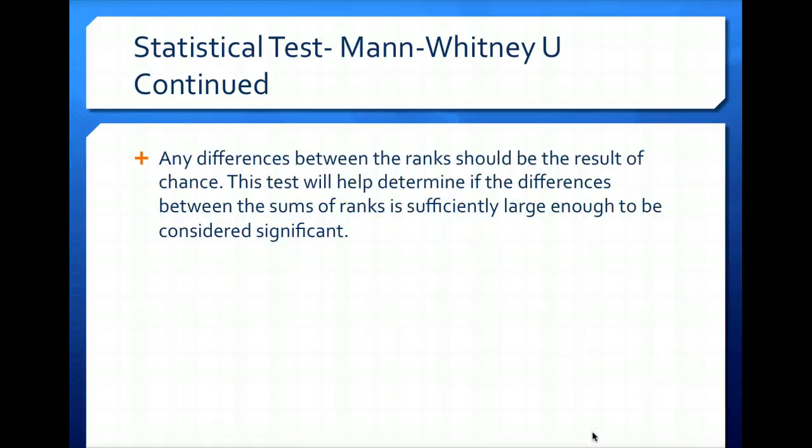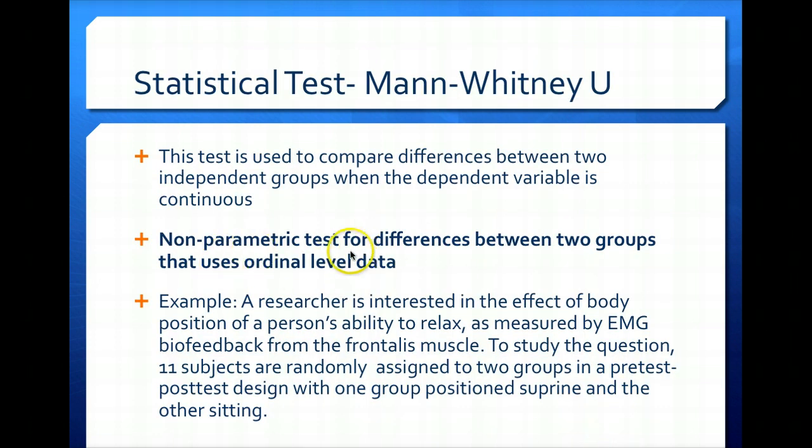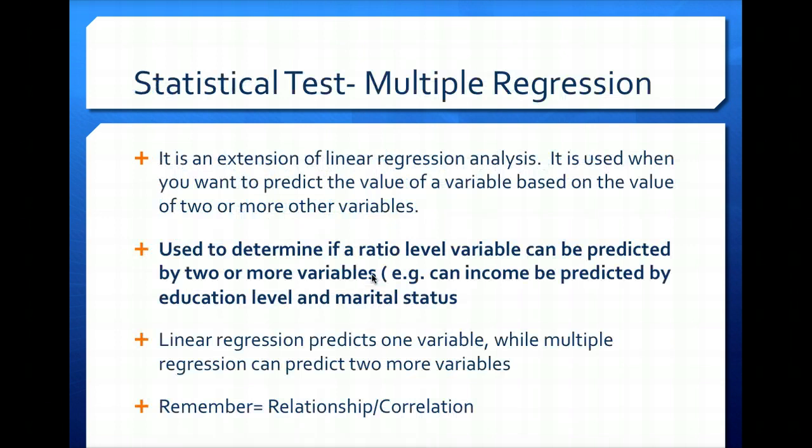So the purpose of this is to determine if the differences between the sums of the ranks is sufficiently large enough to be considered significant, because technically any differences between the ranks should be the result of chance. So we're using this test to determine if there is a difference between the sums of ranks. Here are the ranks. Here's the sums of the ranks, okay? Now again, this is a non-parametric test for the differences between two groups that uses ordinal level data, okay? All right, let's take a look.